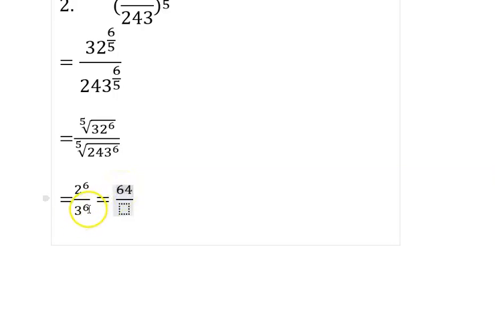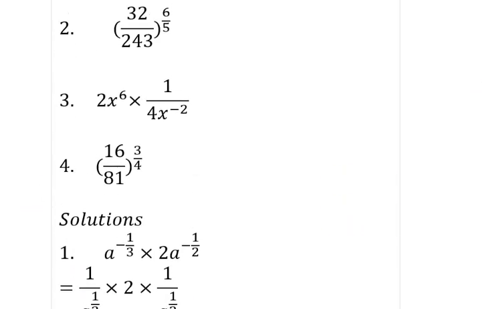Then for 3 raised to power 6, that means you are multiplying 3 into 6 places. 3 times 3, that's 9. 9 times 3, 27. 27 times 3, 81. 81 times 3, 243. 243 times 3 will give us 729. Awesome. So you can leave your answer in any of these formats. So let's dive straight to question number 3.